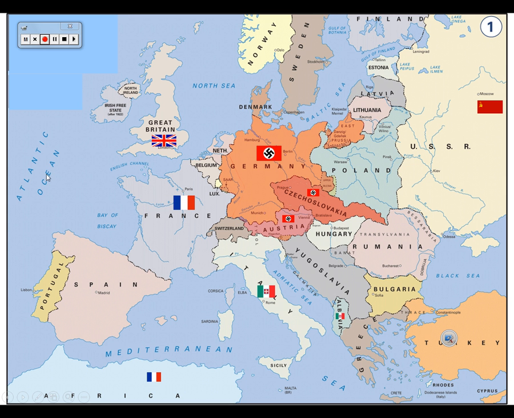Italy, under Mussolini, becomes a powerful fascist state. And then we get the invasion of Poland in September of 1939, really considered the starting point of World War II, that Hitler would invade Poland on September 1st.